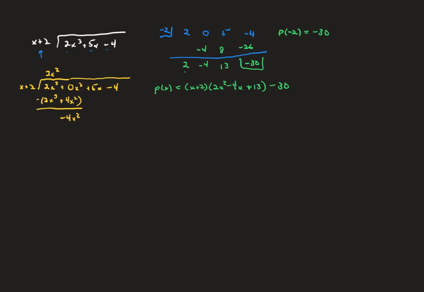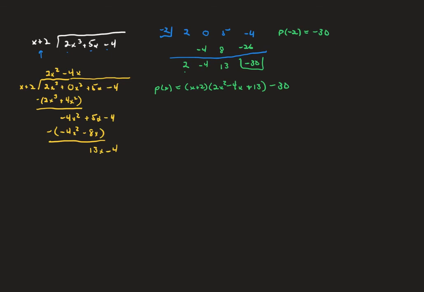Now I'm going to bring the rest of it down, the plus 5x, the minus 4, and we're going to do this again. What times x is going to be a negative 4x squared, and that will be a negative 4x. The negative 4x times the x is negative 4x squared. The negative 4x times the 2 is a negative 8x. We're going to subtract that quantity. So the negative 4x squared minus the negative 4x squared will drop out. That was by design. The 5x minus negative 8x makes that a plus 8x, and that becomes 13x, and I'm going to bring the minus 4 down.